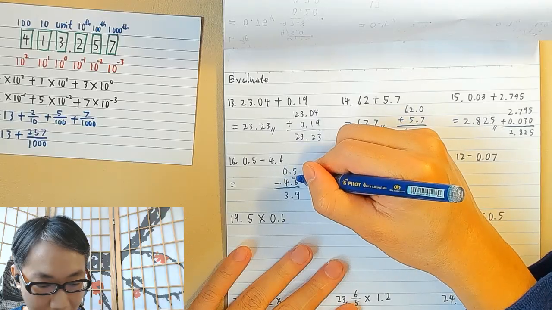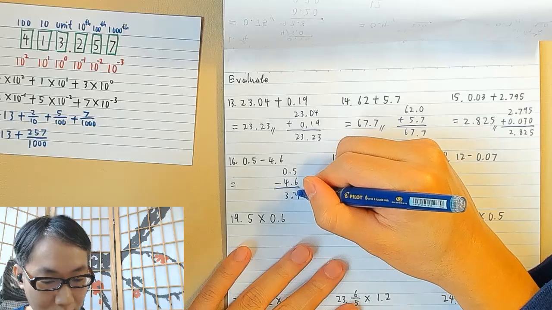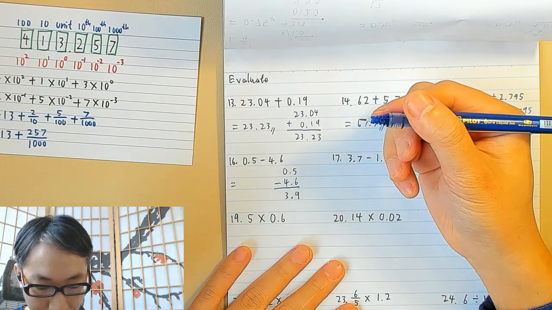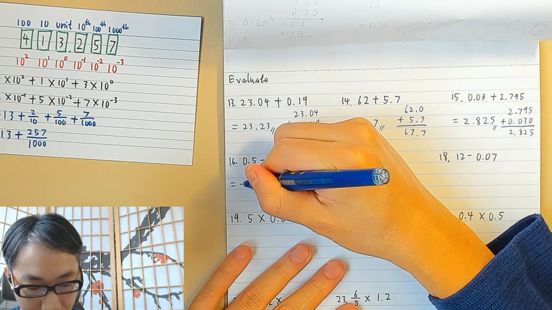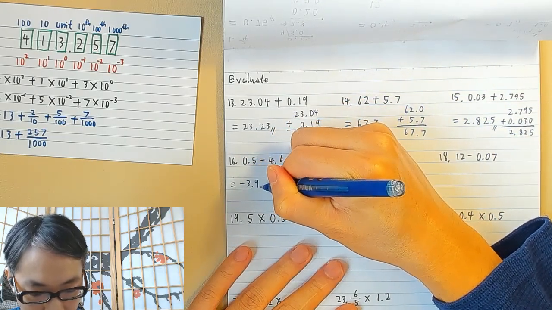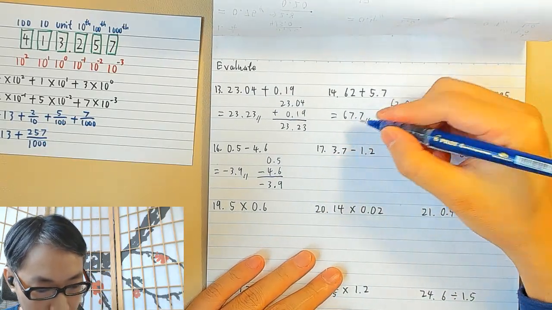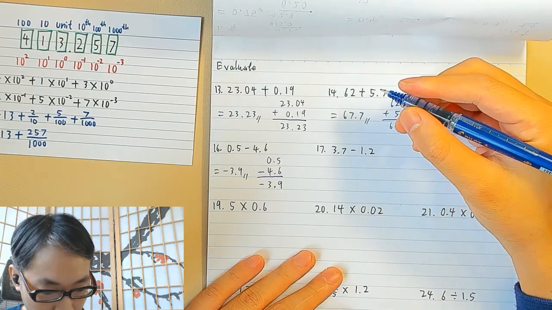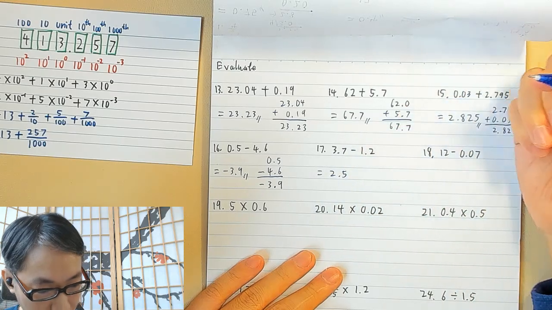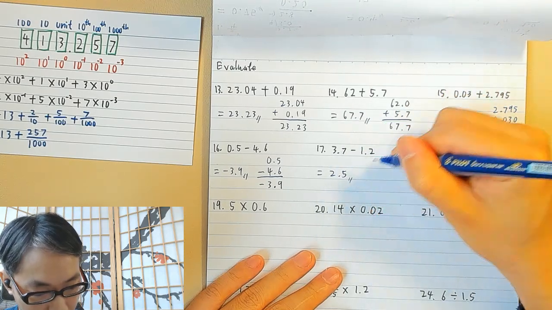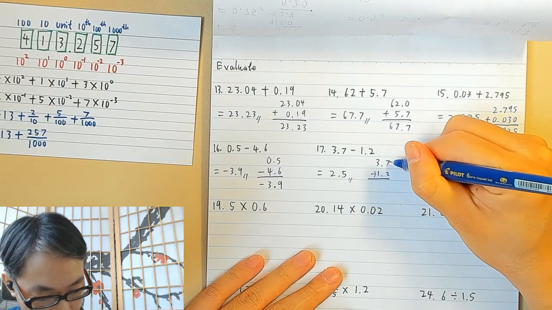So then the 4.0 minus 0.1, we get 3.9. Okay. And then the answer has to be negative. So this is negative 3.9. It's 3.7 minus 1.2. This is equal to 2.5. Just doing this. This is 5.